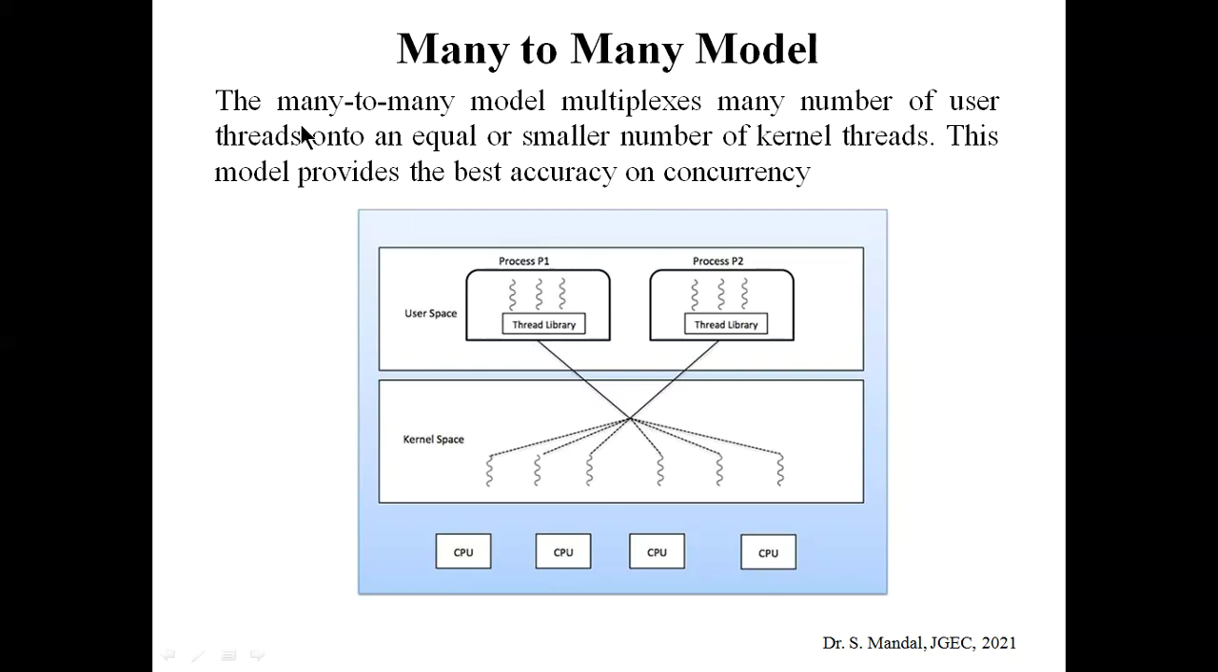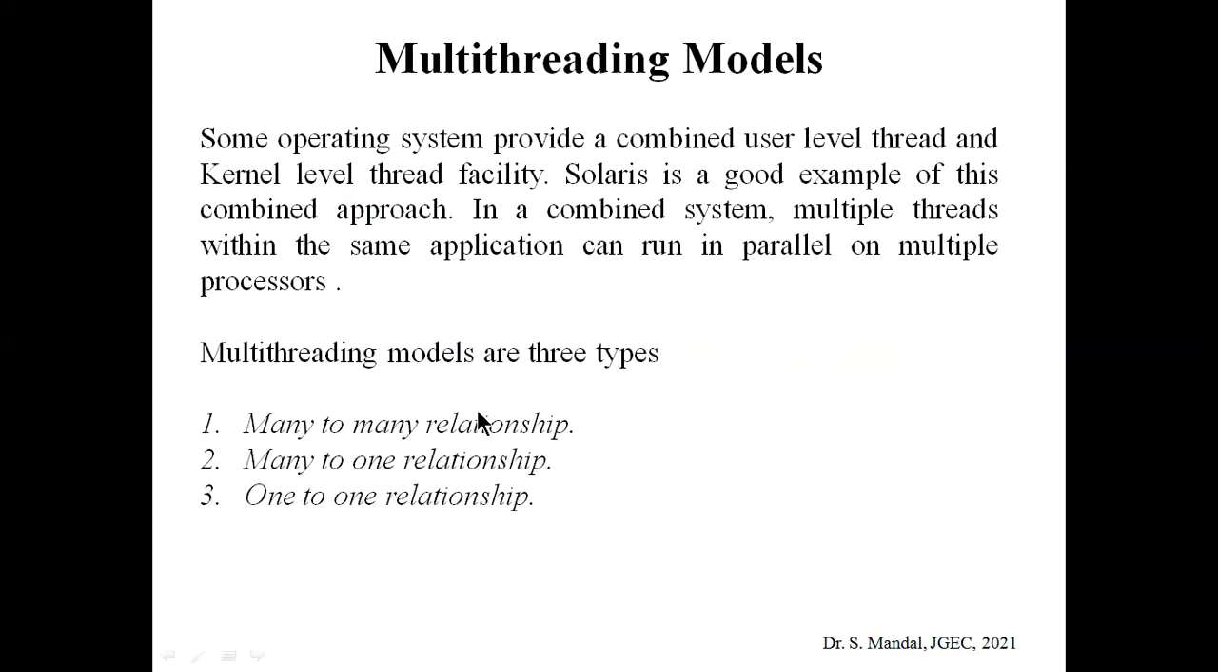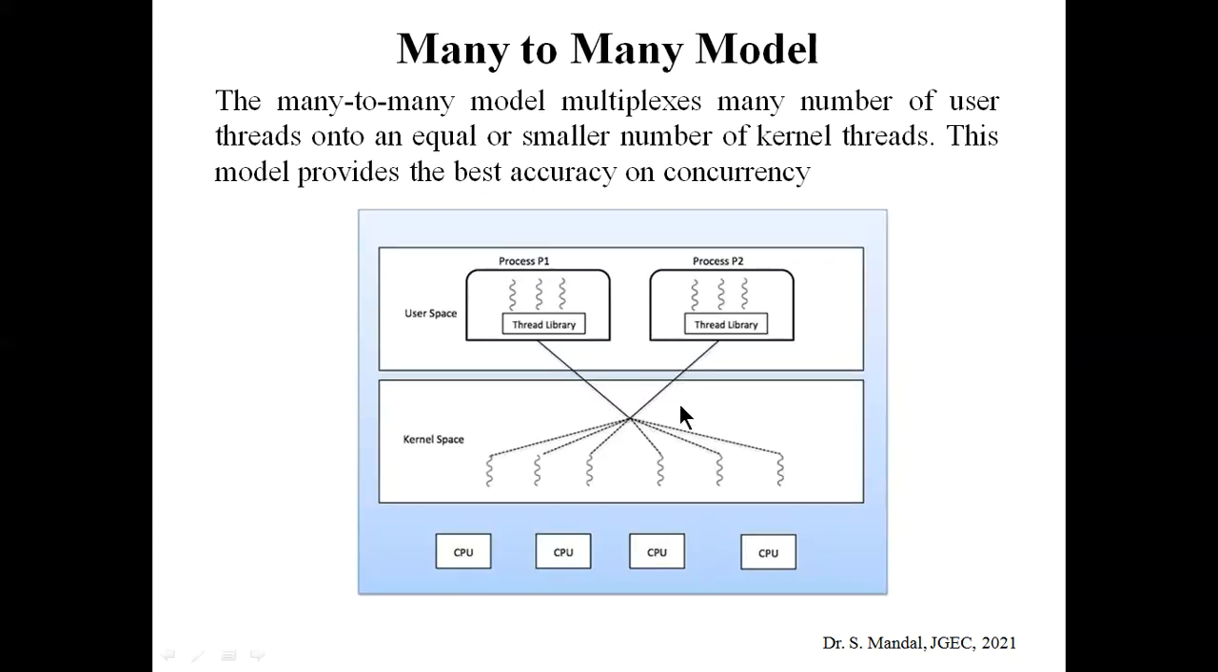In case of the many to many model, it multiplexes many user threads into an equal or smaller number of kernel threads. Here you can see that there are three and three, a total of 6 user level threads, and they are multiplexed into 6 kernel level threads. That is the many to many model. So this model provides the best accuracy and concurrency.